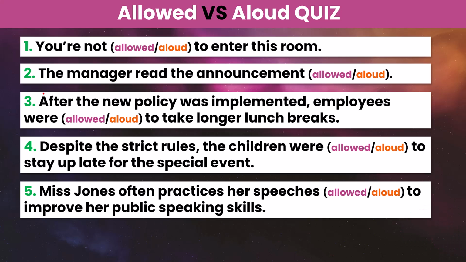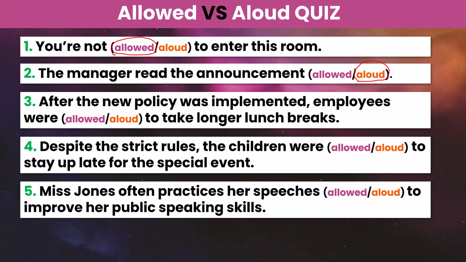Okay, in number 1, the correct answer is allowed with a W. And that's because we're talking about permission. Number 2, we want the adverb aloud with a U. And that's because we want the word that means to speak something audibly so people can hear it.